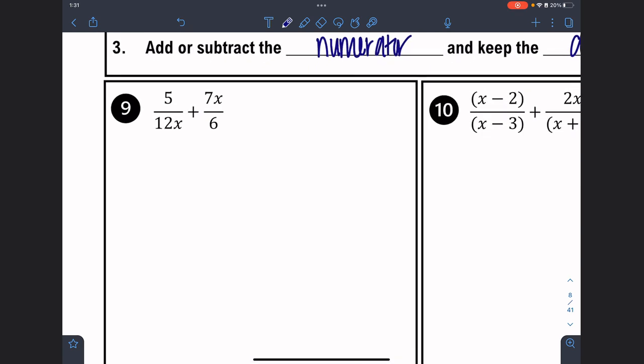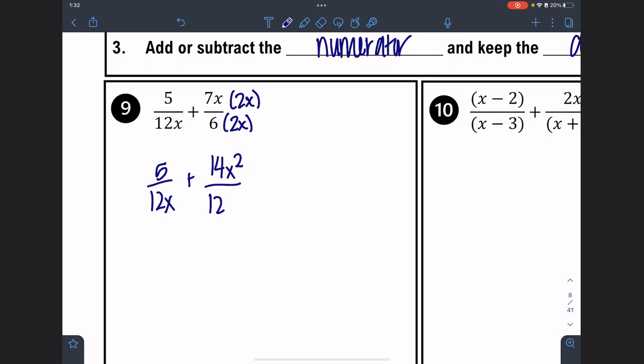So I want to look at 12x and 6. So we're thinking, what can I do to get 12x and 6 to look the same? Well, I know 6 goes into 12. I can multiply that by 2 and an x, right? I need it to be an exact match. So I have 5 over 12x plus 7 times 2 is 14. x times x is x squared over 12x. I now have the same denominator.